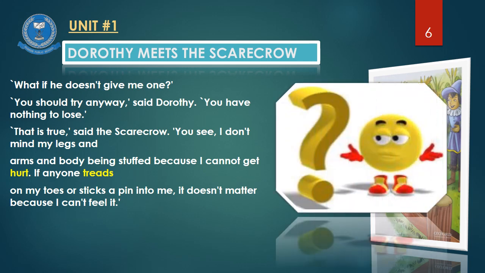So students, here we came to know where Dorothy was going. She was going to the Emerald City, and why was she going to the Emerald City?